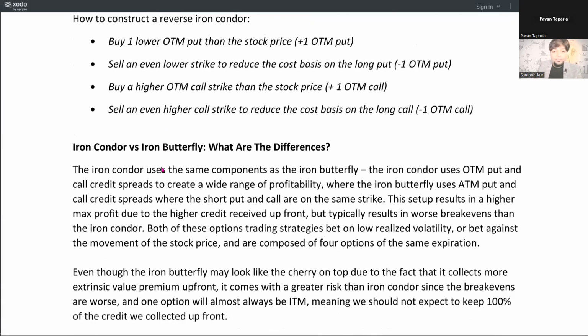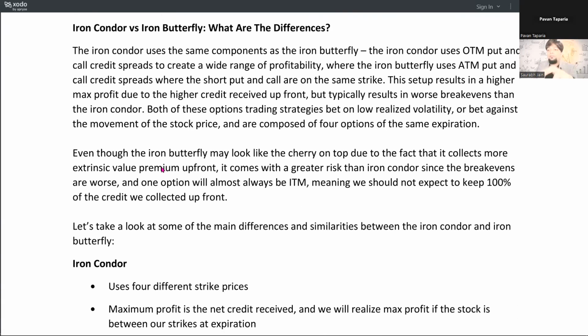So what is the difference between iron condor and iron butterfly, which is also called iron fly? So iron condor uses the same components as the iron butterfly. The iron condor uses out of the money put and call credit spreads, which we know, whereas the iron butterfly uses at the money put and call credit spreads.